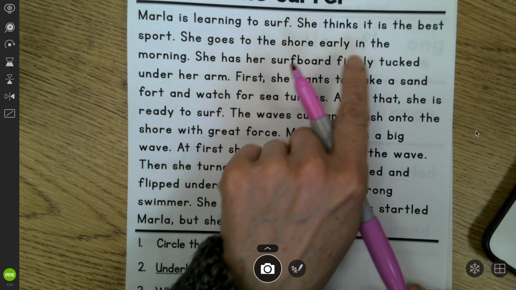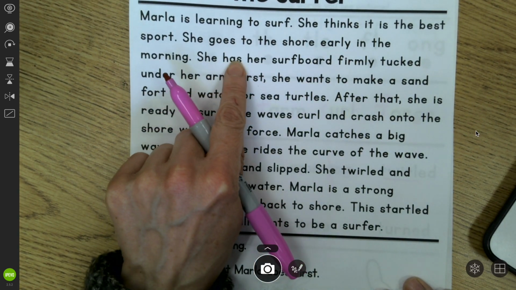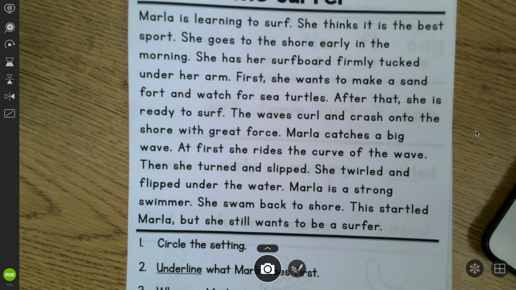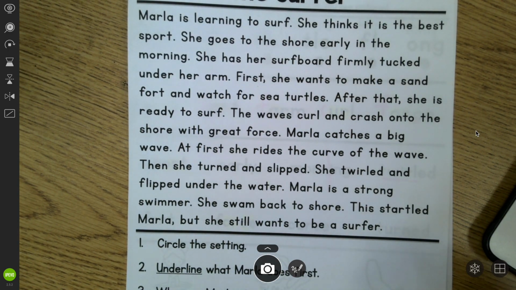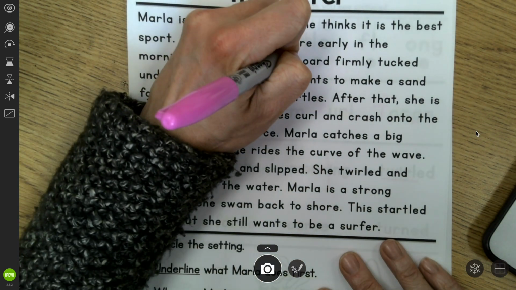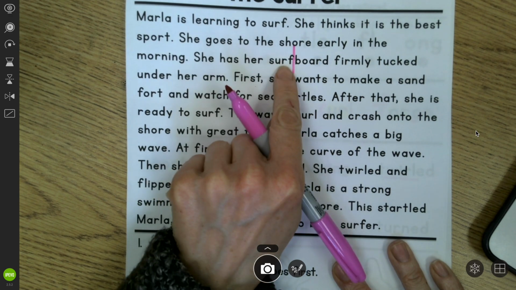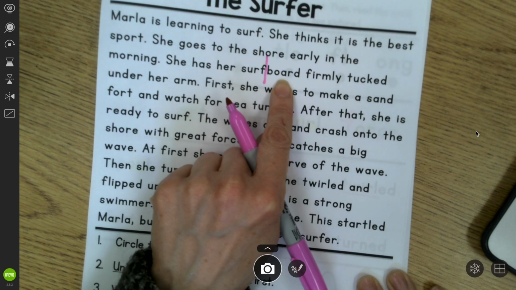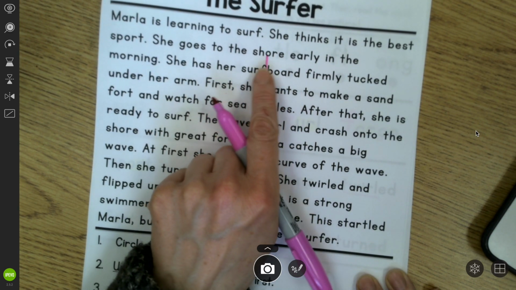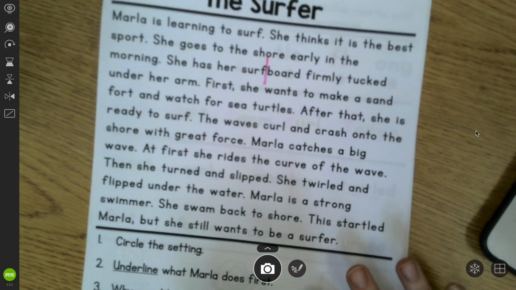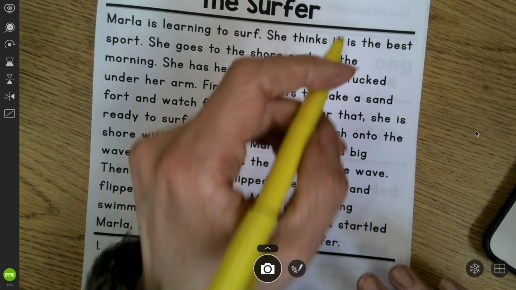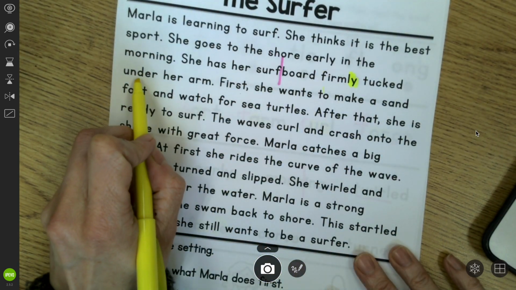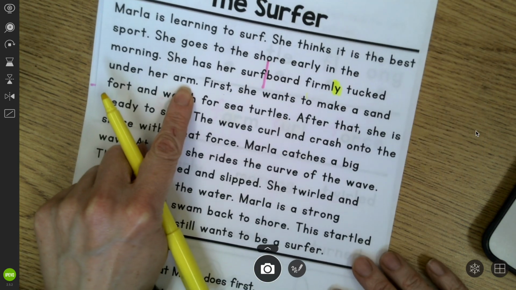Early in the morning. She has her surfboard firmly tucked under her arm. So I'm going to break this word in half. We know this says surf. This is a tricky one. This says board, surfboard, okay? Ly is going to be Lee. Firmly tucked under her arm.